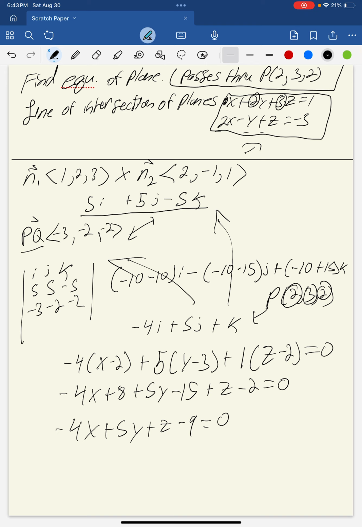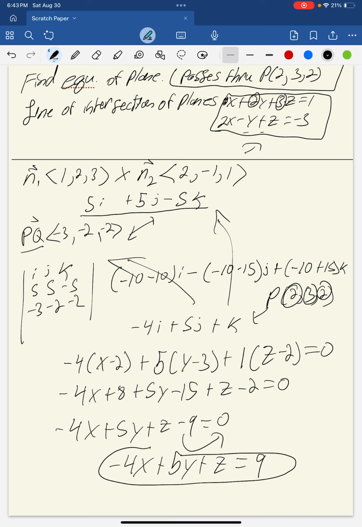So then we just have to move this one over here, and we're left with -4x plus 5y plus z is equal to 9. And this is the equation of the plane which passes through P(2, 3, 2) and has a line of intersection of those two planes.